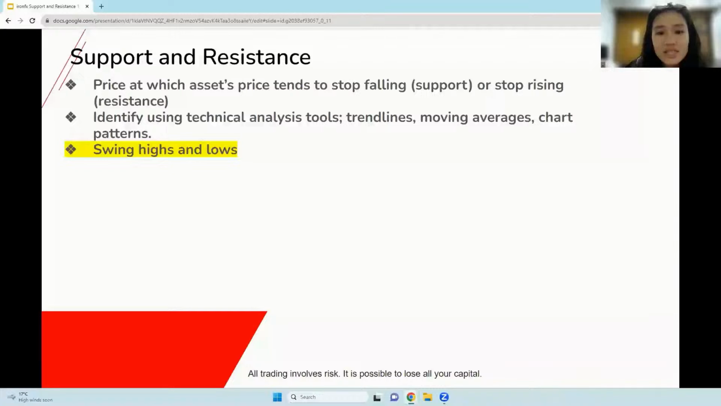So to identify these levels, you can use technical analysis tools such as trend lines, moving averages, chart patterns, and so on and so forth. Additionally, you can also look at previous highs and lows of the asset, as well as volume data to identify potential levels of support and resistance. So this is basically what we will be focusing on today. And it's important to note that these levels are not absolute and can change over time. So continuous monitoring is necessary.